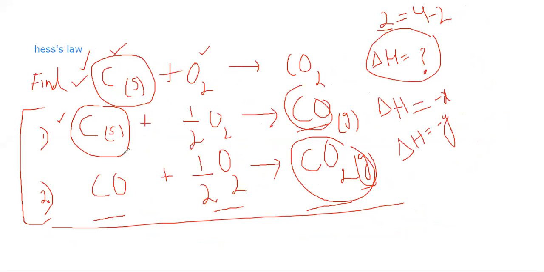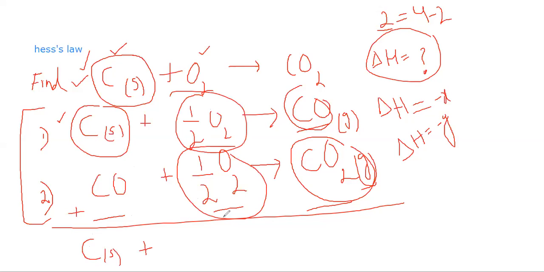So now I am going to add both the equations. Let's start the addition. Here you can see carbon is written, there is one carbon in the reactant, so I have written carbon, solid. Next thing, oxygen. You can see half a mole of oxygen here and half a mole of oxygen here, so you have to add both the oxygen. So now you can write 1 mole of oxygen.